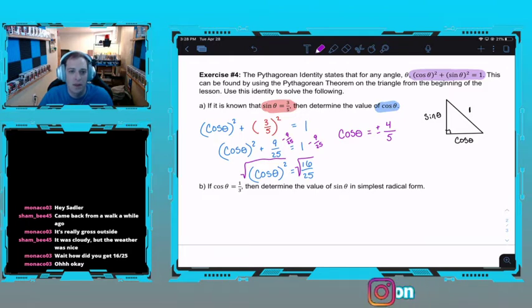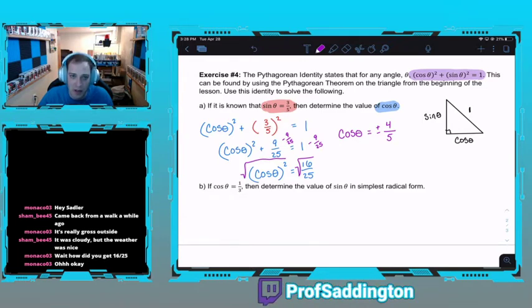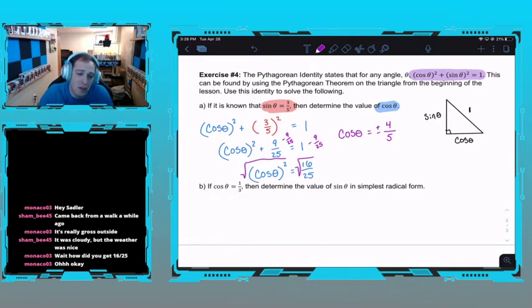Okay? Part B is the same exact thing. Do you guys want me to do another one of the Pythagorean theorems? If somebody wants me to do it, I'll do it. But it's really the same thing as part A. It's just giving you cosine and asking you to find sine instead. So if somebody says they want me to do it, I will. I don't have a problem doing it.